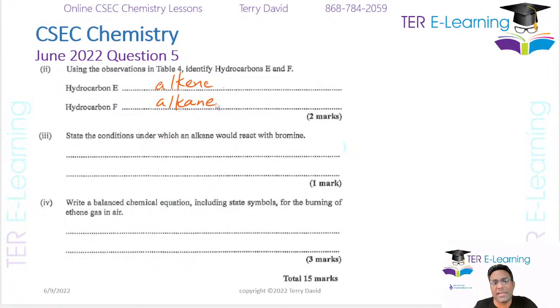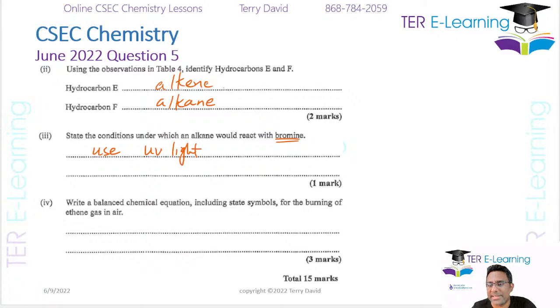That's it. State the conditions under which an alkane will react with bromine. So alkanes undergo substitution reactions. You want to react it with a halogen. So all you need to do is to use UV light. That's it. That's all they want. Use UV light.